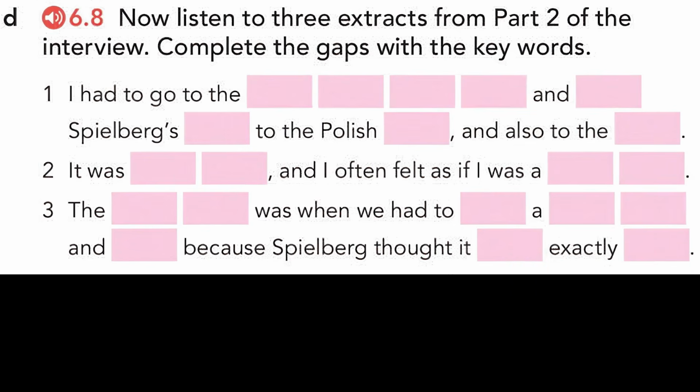6.8. 1. I had to go to the film set every day and translate Spielberg's instructions to the Polish actors and also to the extras. 2. It was really exciting, and I often felt as if I was a director myself. 3. The worst thing was when we had to shoot a scene again and again because Spielberg thought it wasn't exactly right.